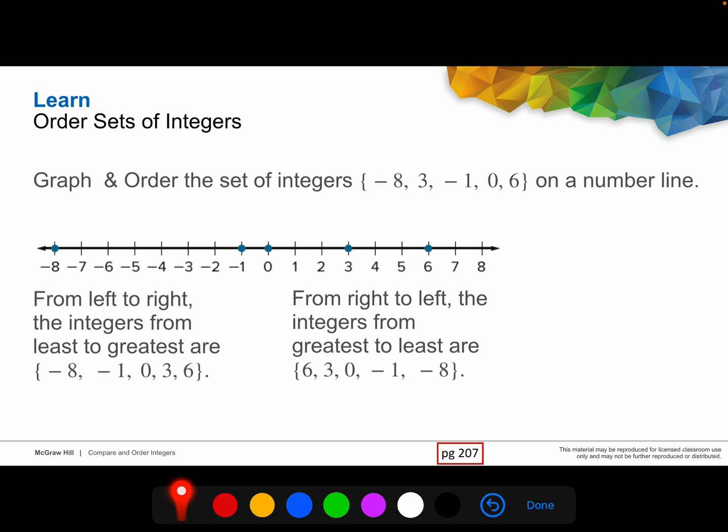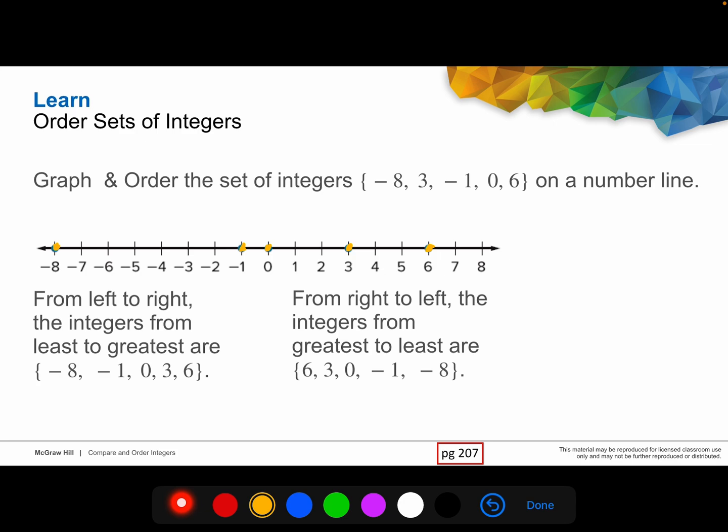I graph my first number negative 8 over here. My second number 3 goes over here. Let me mark these up now. Negative 8, 3, negative 1, 0, and positive 6.